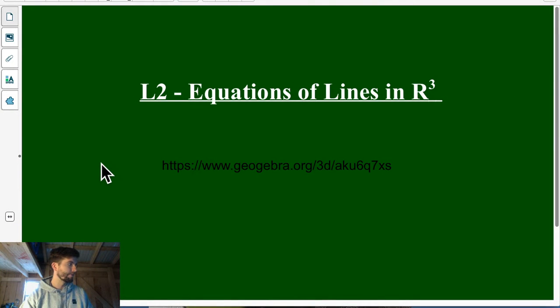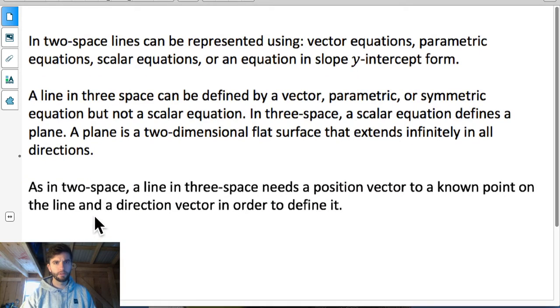Vector equation of lines in 3 space. So in 2 space, we represented lines using vector equations, parametric equations, or scalar equations, or slope-y-intercept form like you're used to in grade 9. Lines in 3 space are really similar to that.